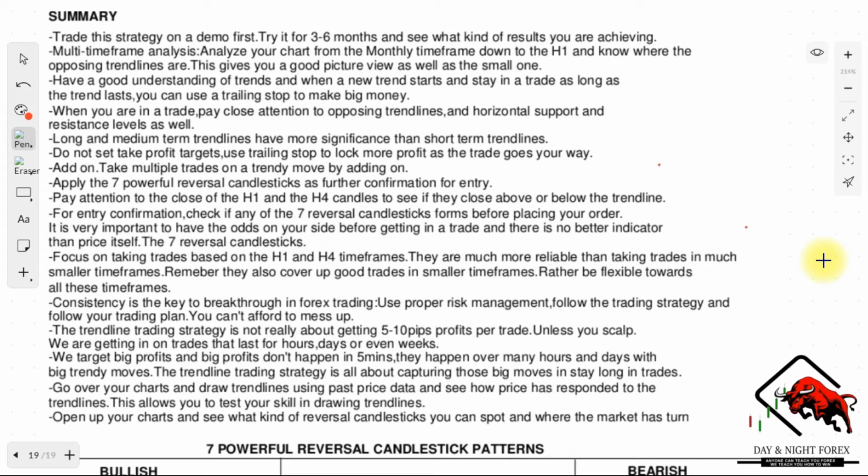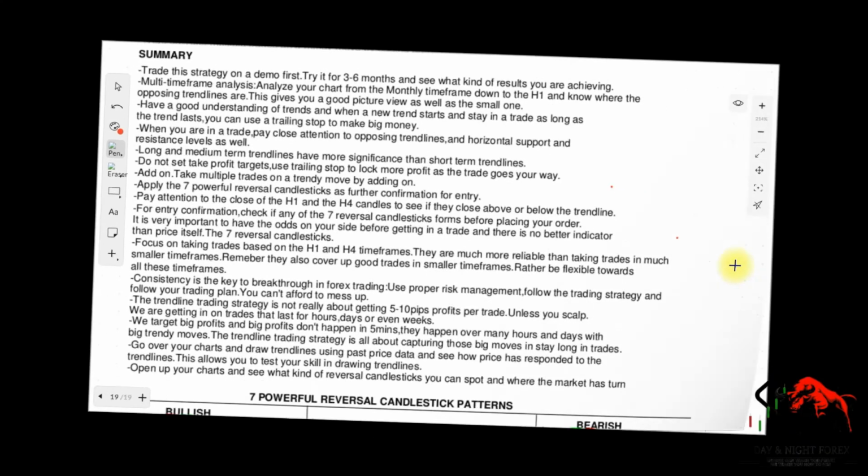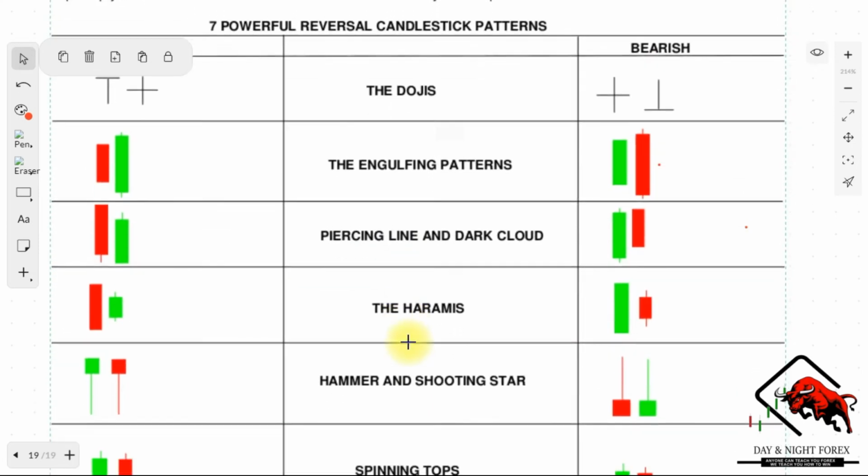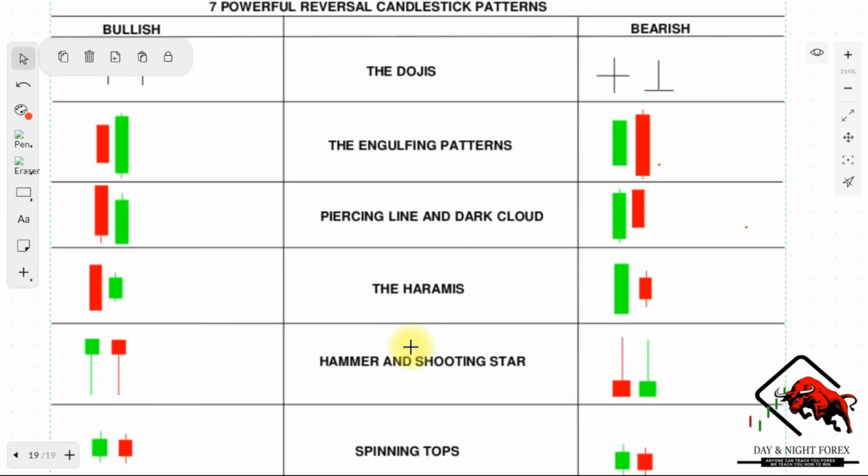Go over your charts and draw trend lines using past price data and see how price has responded to those trend lines. This allows you to test your skill in drawing trend lines. So open up your charts and see what kind of reversal candlesticks you can spot and where the market has turned. The 7 important reversal candlestick patterns that you need to understand are basically the ones that we have right here.